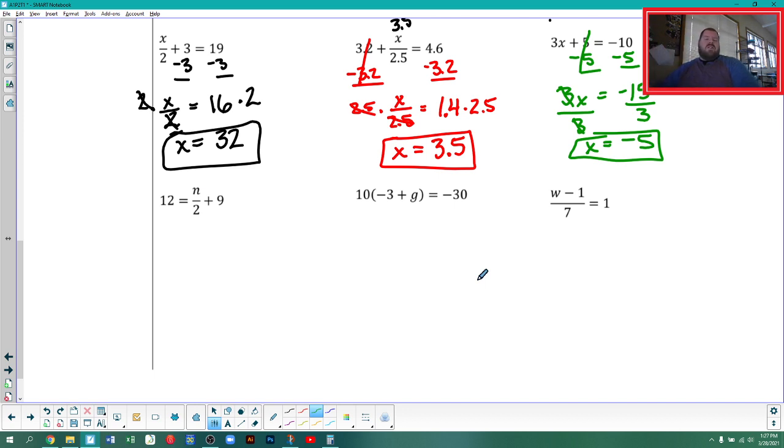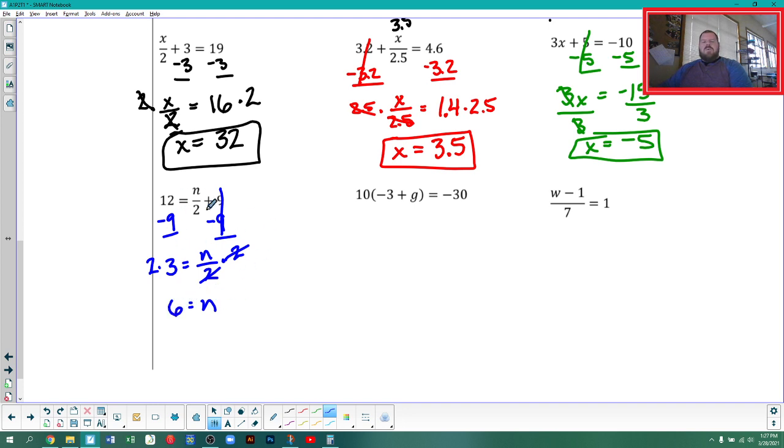But this is a problem that's very similar to the one right above it. If I knew what n was, I would divide it by 2, then I would add 9. I want to undo those in the reverse order. Let's subtract 9 first. Over here they cancel, and over here I get 12 minus 9, which is 3, and I get n over 2. N is being divided by 2, so I'll undo that with multiplication. Those cancel. I get n is equal to 6.